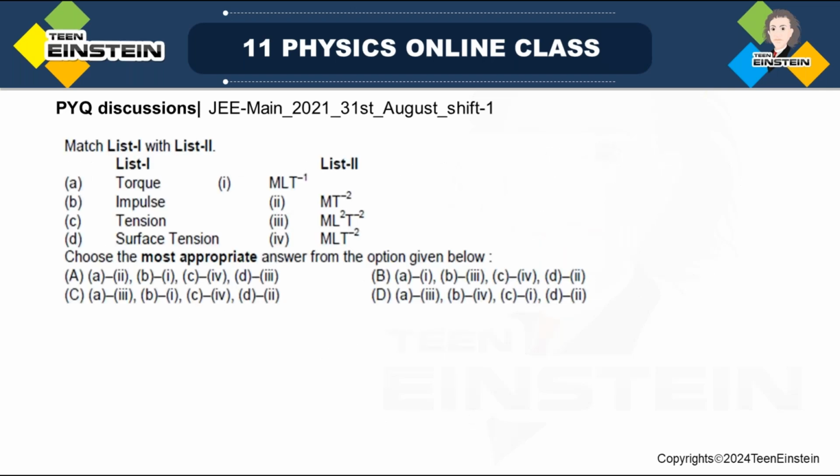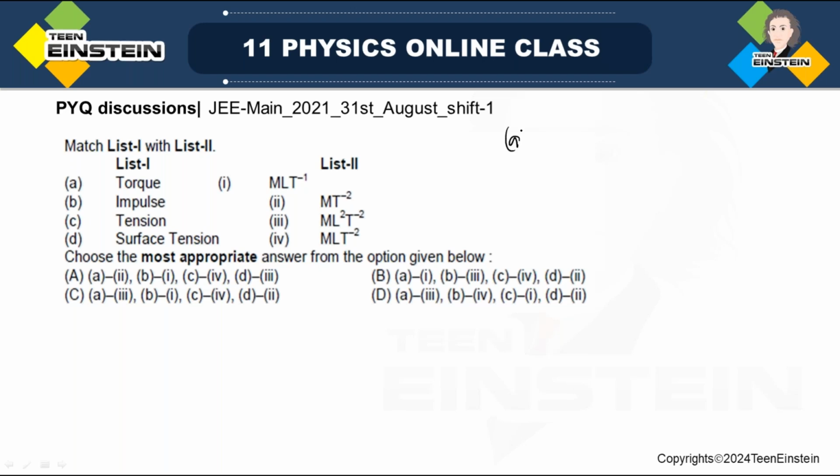Let us go to the next problem. Okay, so in this problem, there are two lists, list 1 and list 2. We have to match the dimensions with the quantities. We have to match the dimensions of the quantities given in list 1 with the dimensional formula in list 2. Okay, so torque, let me write one by one.